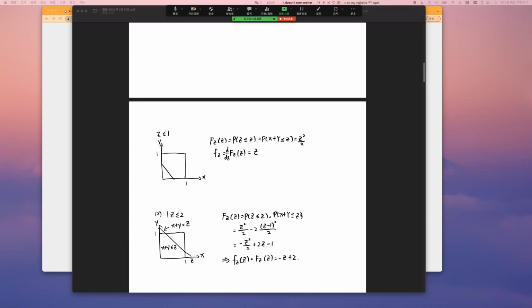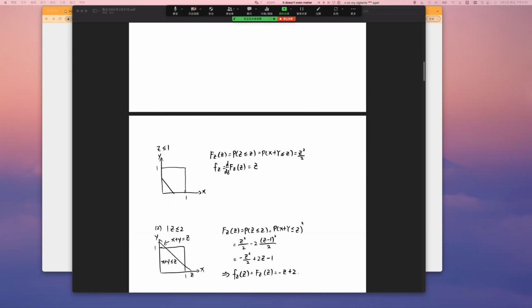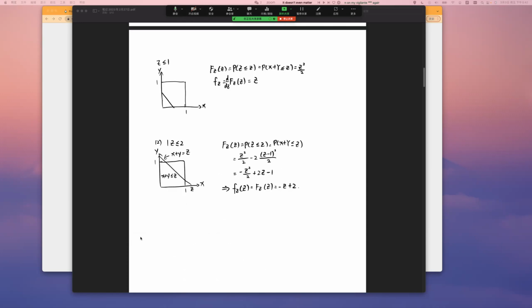And for the second part, we use the geometric method to solve the problem. So the first situation is z smaller than 1, which equals the area of this part. And the big F is z squared over 2, and f_Z is the derivative of this part. And the second situation is z between 1 and 2, greater than 1 and less than 2.